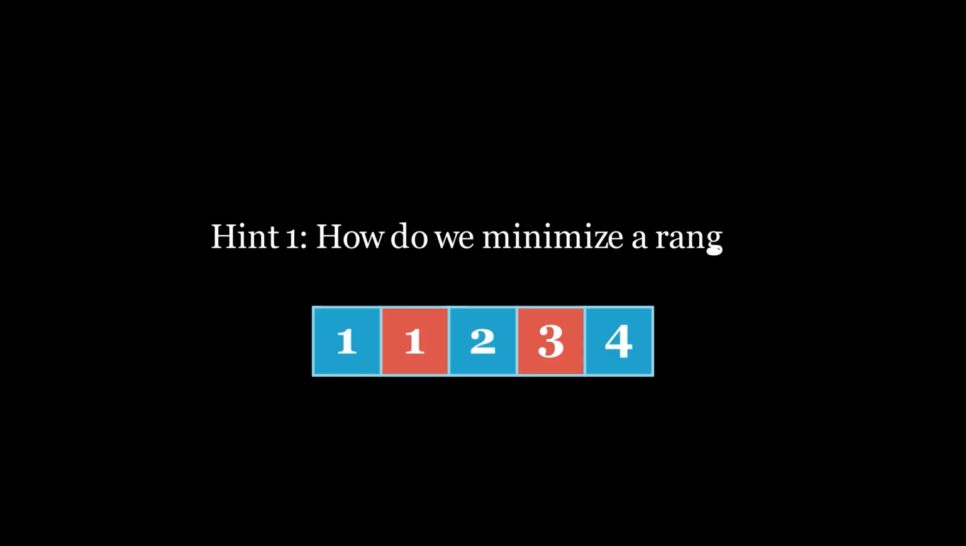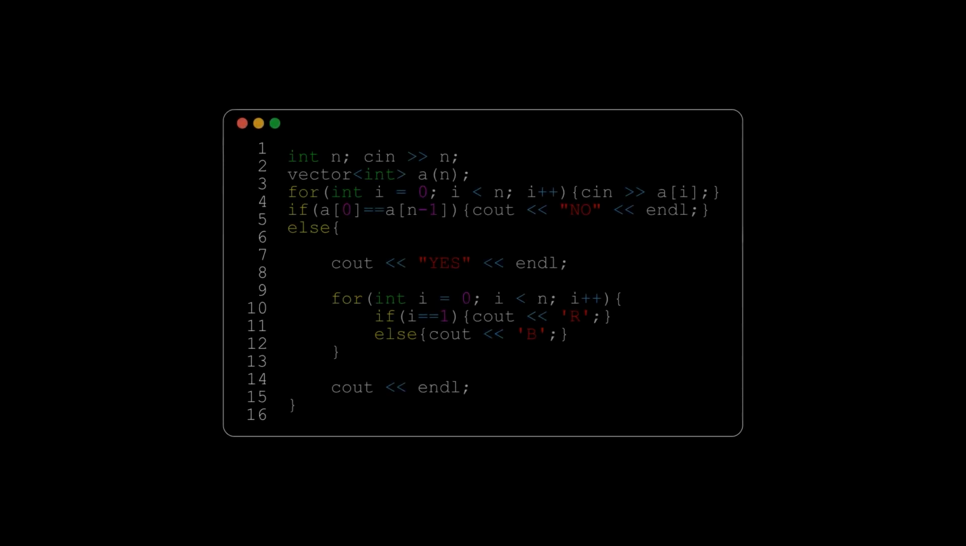So let's try to think about how we can minimize a range. We can accomplish this by only having one element of a specific color, and when we do this, the range becomes 0. And also, let's think about when it's impossible to solve the problem. For example, let's look at an array of all equal elements. Both of these ranges will always be equal to 0 no matter what we do, so the problem becomes impossible then. How can we use both of these to solve the problem?